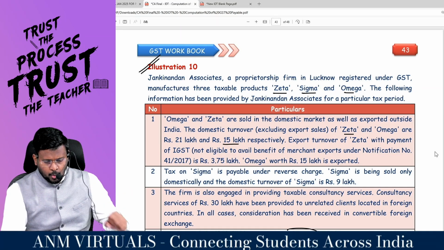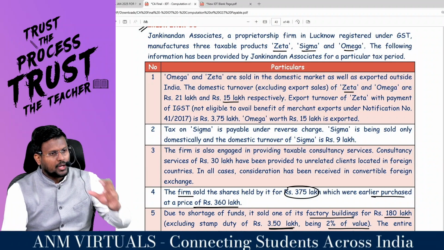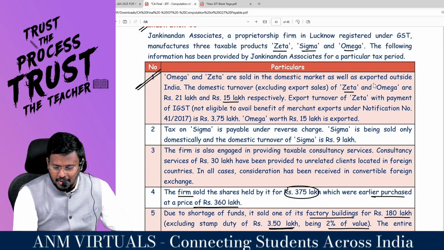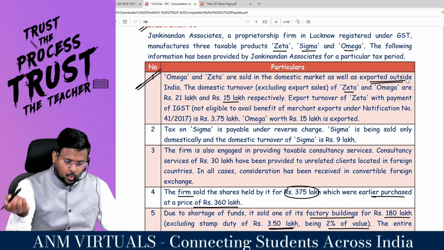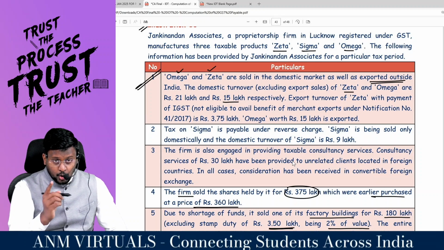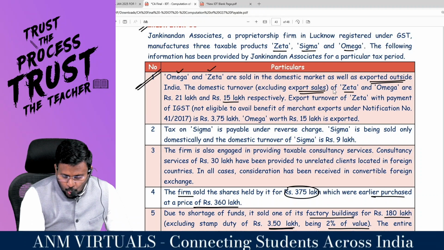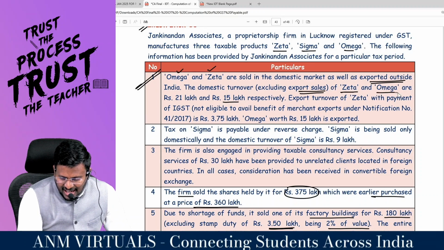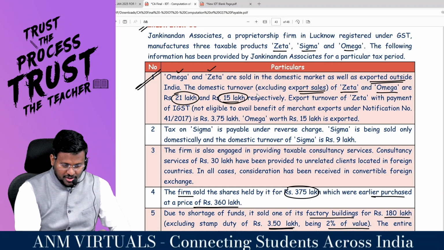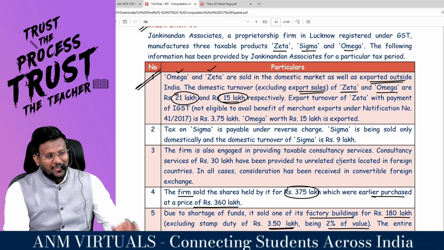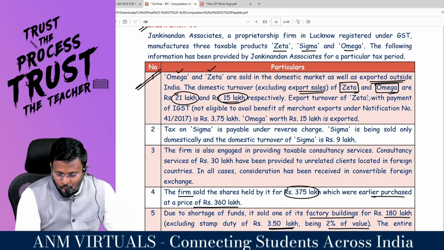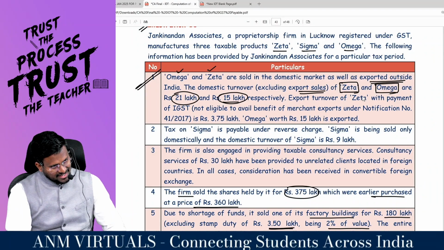Coming back. The following information has been provided by J Associates for a particular tax period. Omega and Zeta are sold in the domestic market as well as exported outside India. Who and who? The domestic turnover, excluding export sales of Zeta and Omega, are 21 lakhs and 15 lakhs respectively. They have interchanged. First they said Omega and Zeta, but when they are saying the numerical, they have changed to Zeta and Omega. Right, sir?